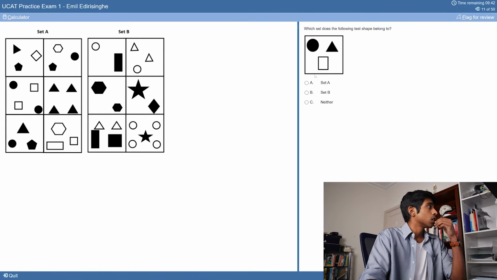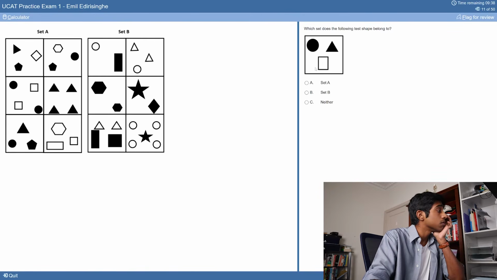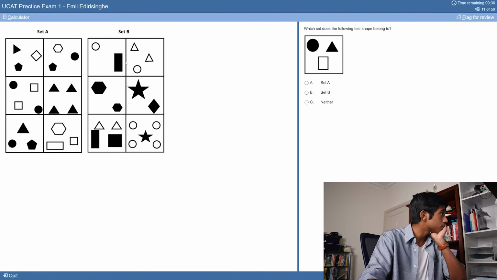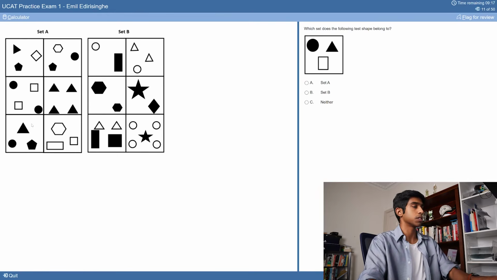This one I'm also thinking position. Maybe number of sides. 1, 2, 3, 7, 12, 5, 6, 12, 12 here, only 10 here. I'm just gonna skip this.